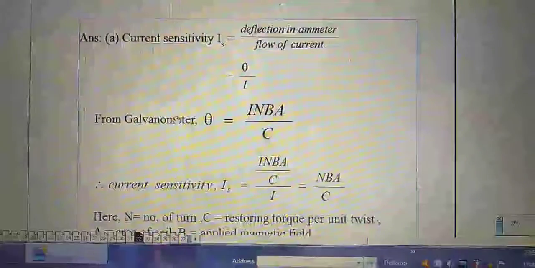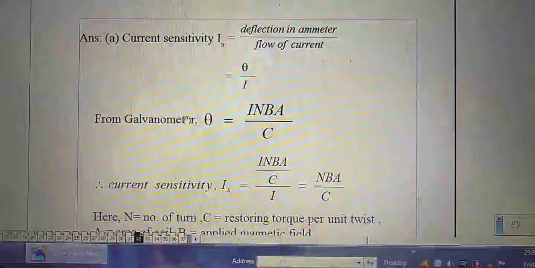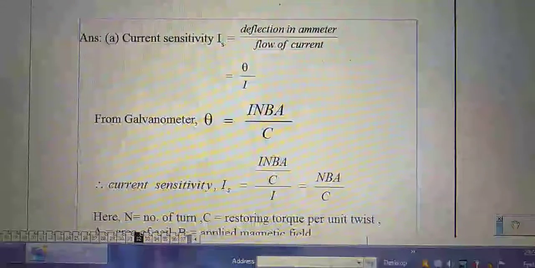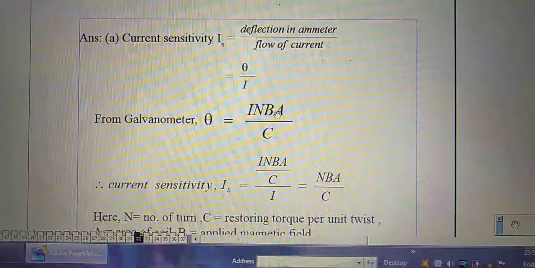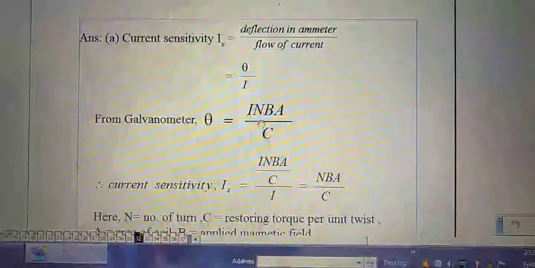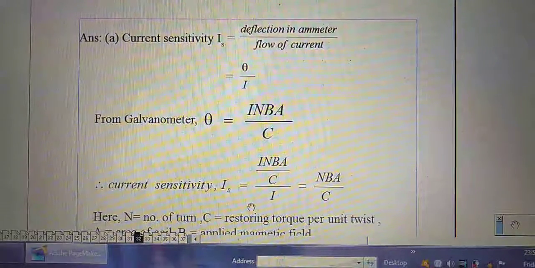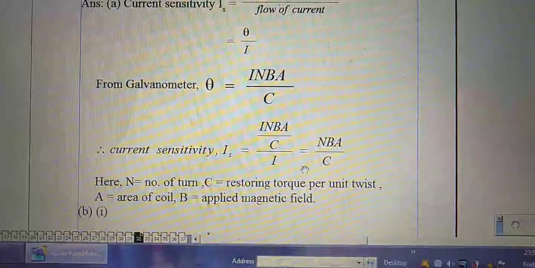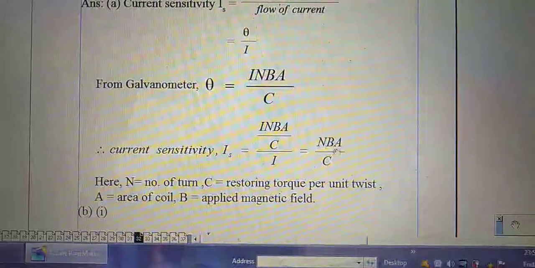Current sensitivity means the deflection in the galvanometer divided by the flow of current, that is theta by I. Now from the galvanometer expression, theta is INBA by C, where I is the current, N is the number of turns, B is the magnetic field, A is the area of the coil, and C is the resisting torque per unit twist. So insert the value of theta and calculate. We got current sensitivity as NBA by C.